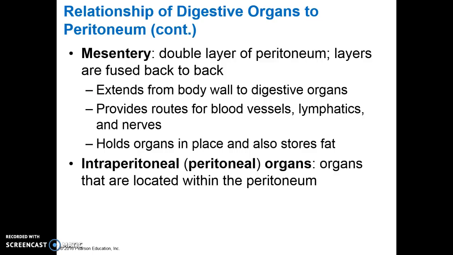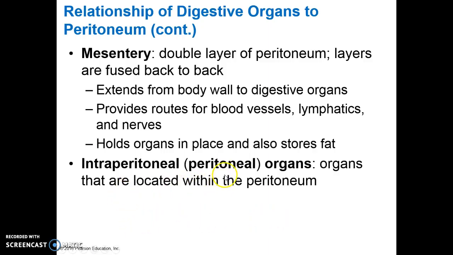The mesentery is a double layer of the peritoneum, and the layers are fused back to back and extend from the body wall to the digestive organs. These provide the route and support for blood vessels, lymphatics, and nerves to the respective portion of the alimentary canal and accessory organs. It holds the organs in place and also stores fat.